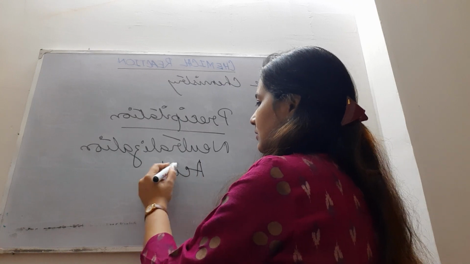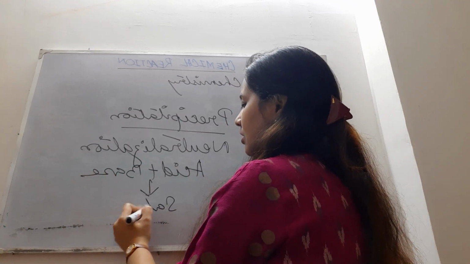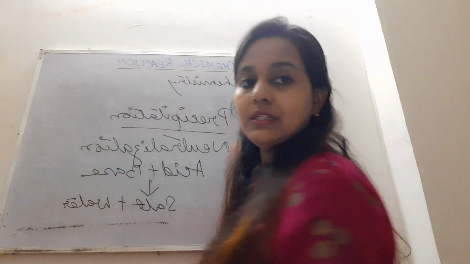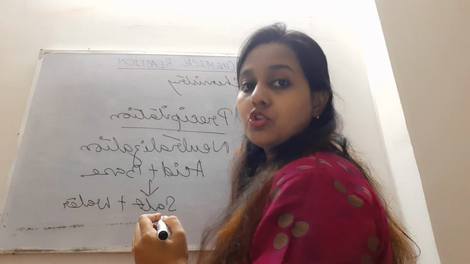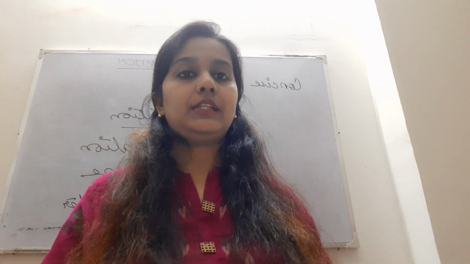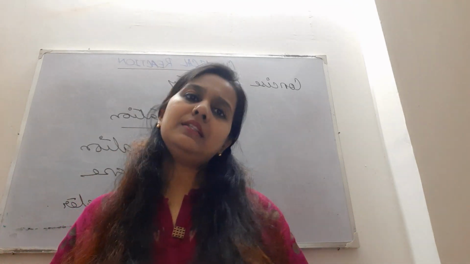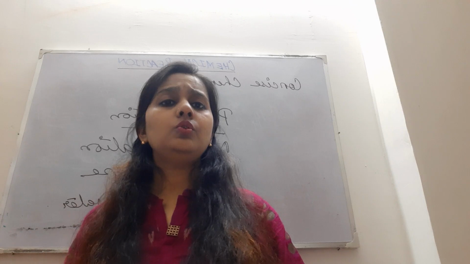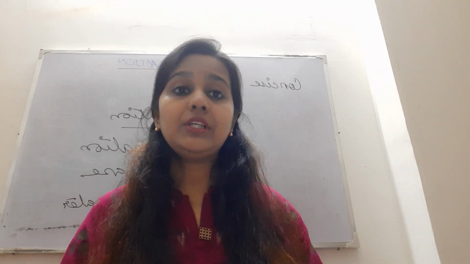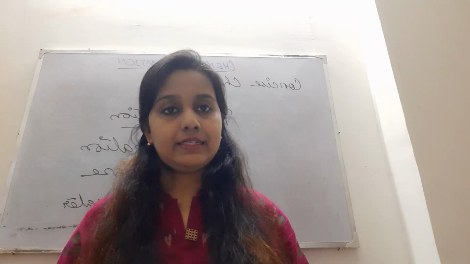Acid plus base produces salt and water. Acid and base produces salt and water. So it is a neutralization reaction. Then there is the catalyst. Catalysts are those substances that speed up the rate of a chemical reaction, but do not themselves undergo change in the reaction. So they are the catalyst.